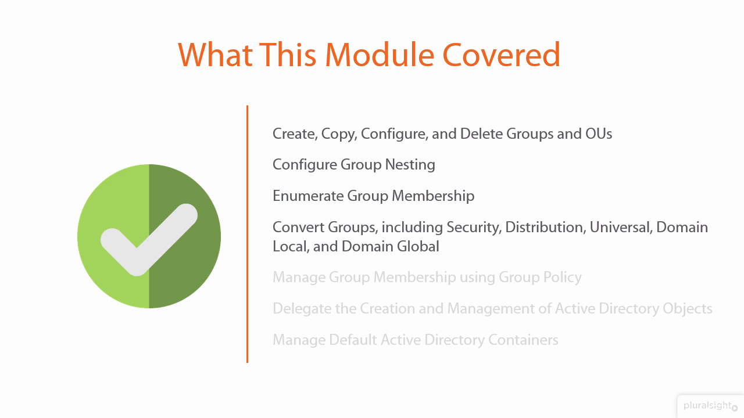We took a look at the rules for converting groups across security, distribution, universal, domain local, and domain global groups, where you can and where you can't go about converting groups should you create them in one format and need them in another. We took a look at group policy and how you can use group policy to define the local group membership using domain global groups, so that once you create those servers in your domain, you can automatically grant the right people the correct permissions.